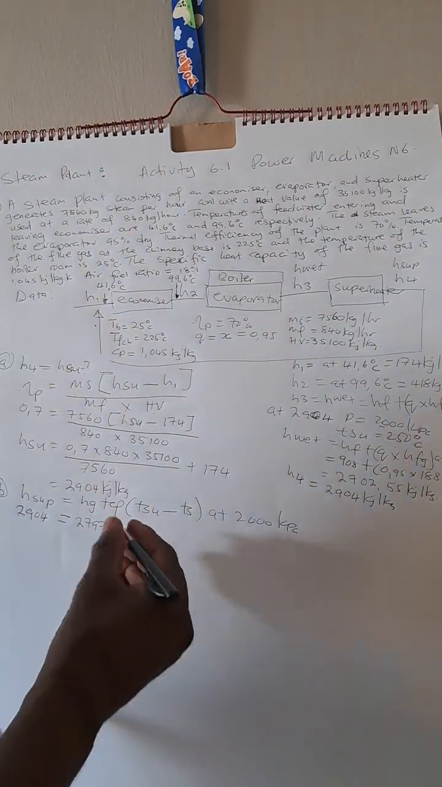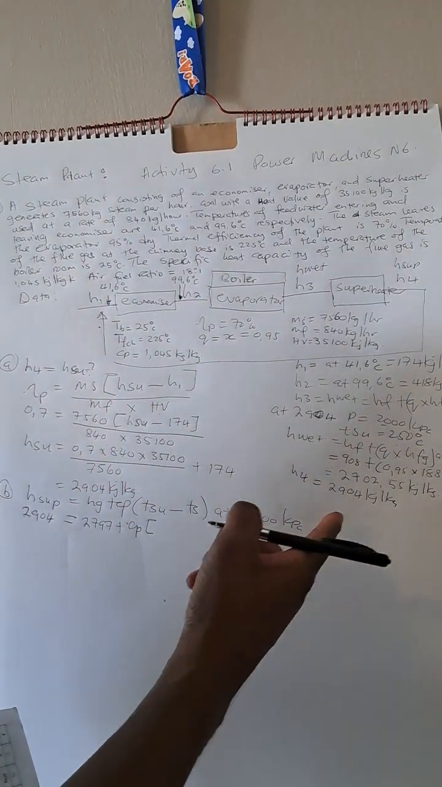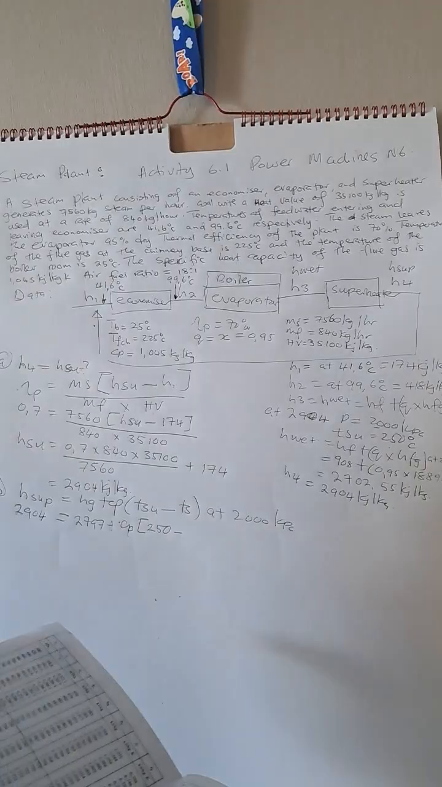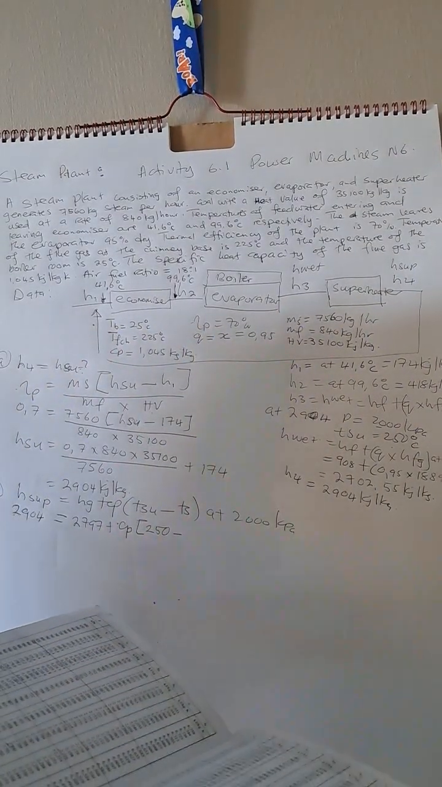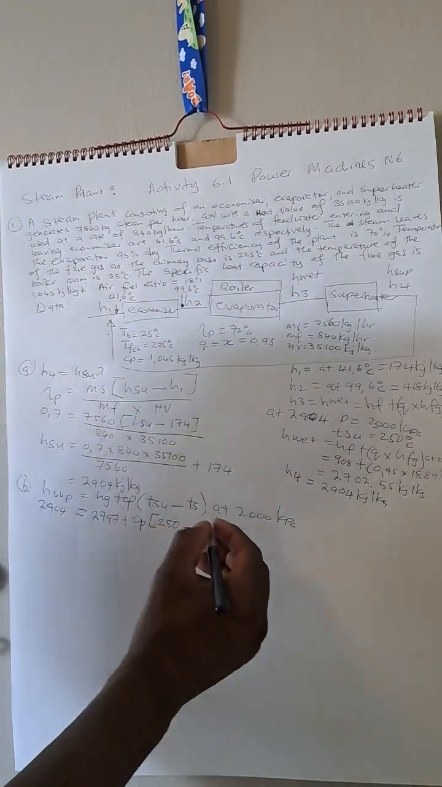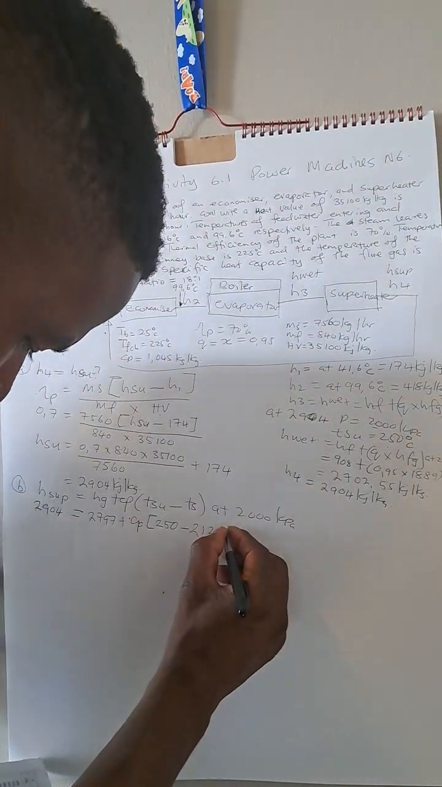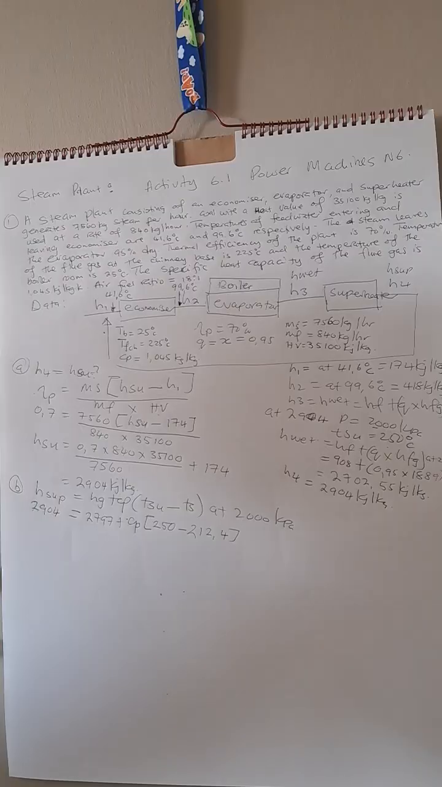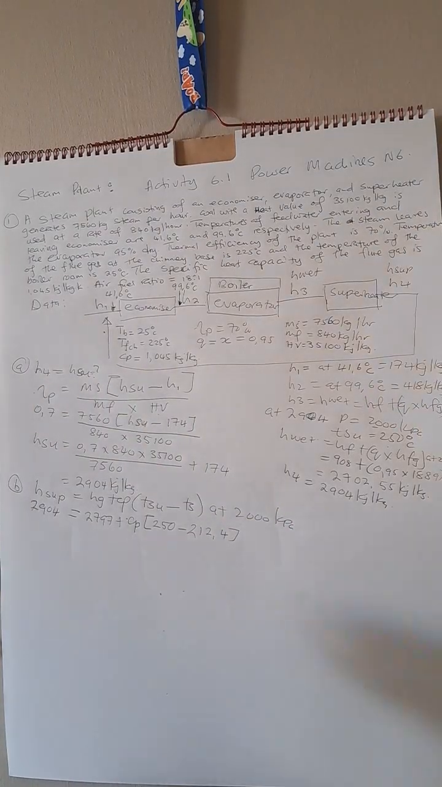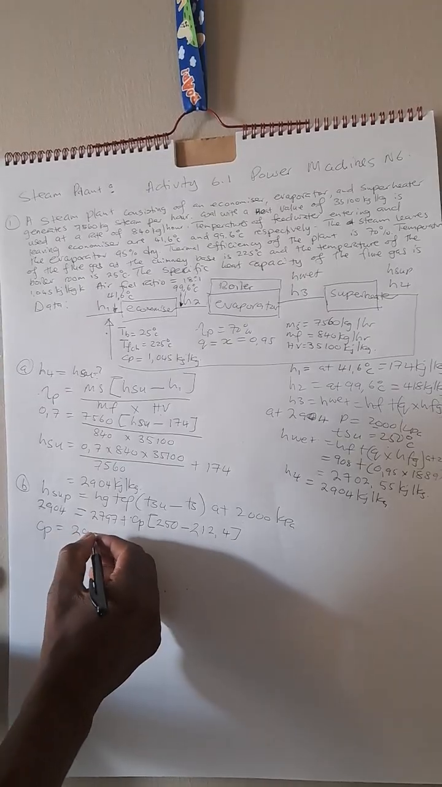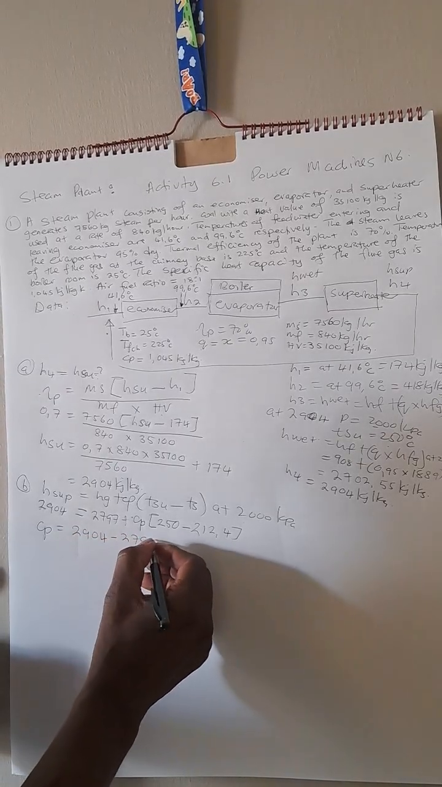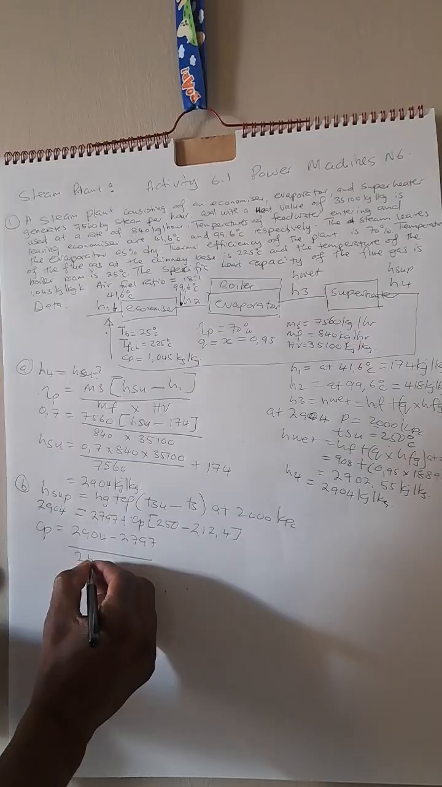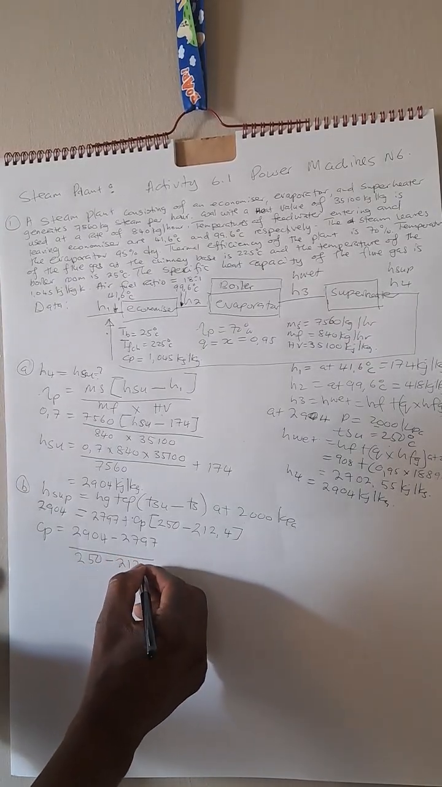Our H4 is 2904. So we are looking for our CP. Our T_sup, we got it here, which we said is 250. Our Ts, we go to 2000 and get our saturation temperature, which is 212.4. So it's now easy for us to look for our CP. So CP equals 2904 minus 2797, all over 250 minus 212.4.